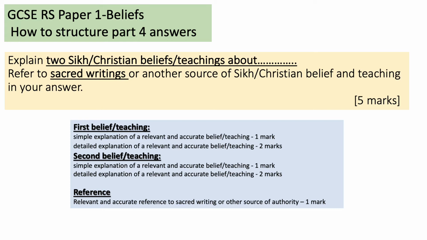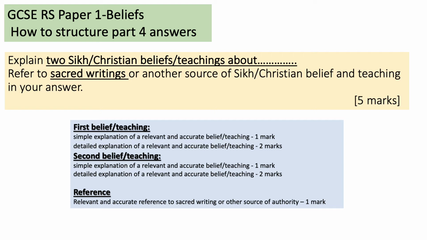So if we have a look at the blue box here, this gives you a breakdown of how the examiner would award those marks to you. So it would require you to write about one of the beliefs, first of all, giving a simple explanation, that would give you 1 mark, or giving a detailed explanation of that first belief or teaching, that would get you 2 marks. Then you'd need to refer to the second belief or teaching, and again, it's the same. Simple explanation is 1 mark, detailed explanation is 2 marks.